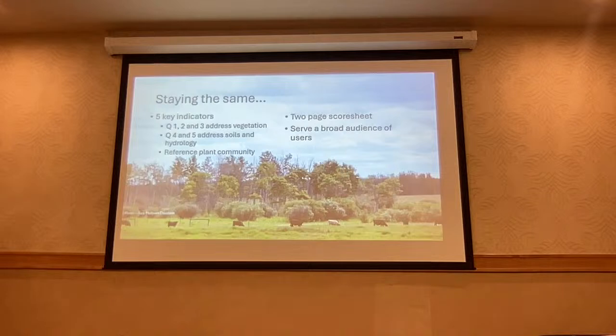So we're still focusing questions on those 5 key indicators. So questions 1, 2, and 3 will focus on vegetation. What are the plants telling us on that site? Questions 4 and 5 will address hydrology and litter. And we're still, again, comparing everything that we're seeing on that site to the reference plant community. So what sort of bare soil are we seeing relative to what we should expect to see for that site?